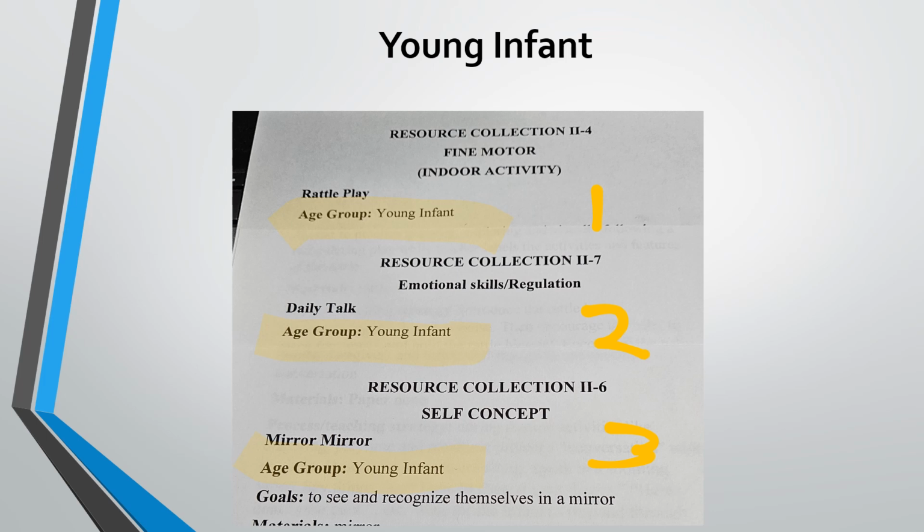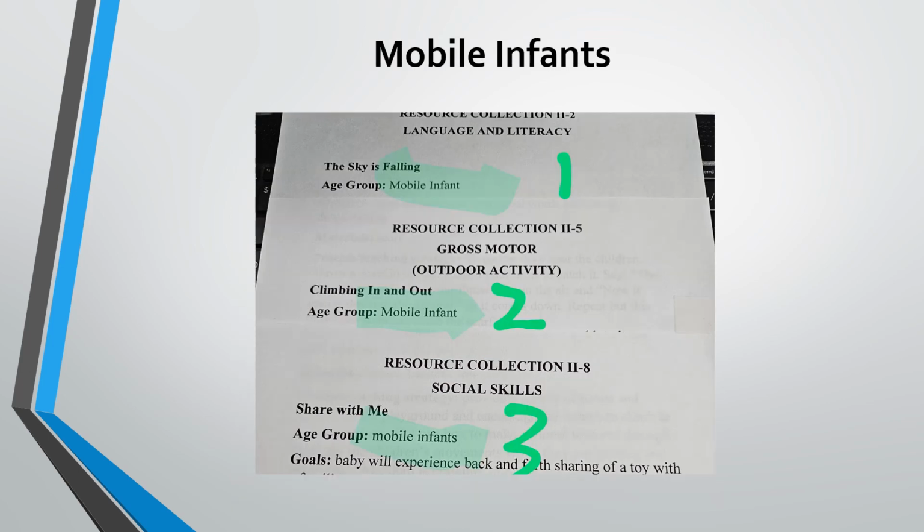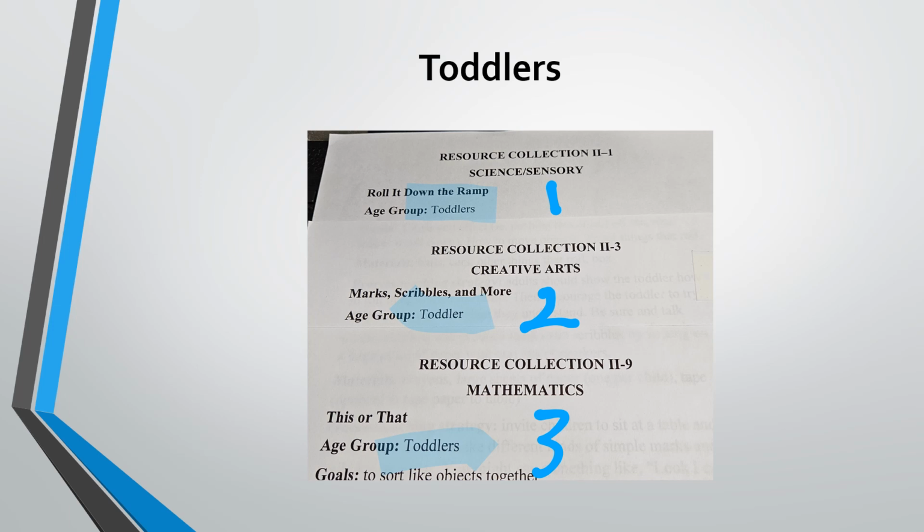It might look something like this. You will see 3 activities or experiences for young infants. You can write these on any particular subject area that you would like. These are just examples. Next, you'll see that there are 3 activities for mobile infants, and finally 3 for toddlers.